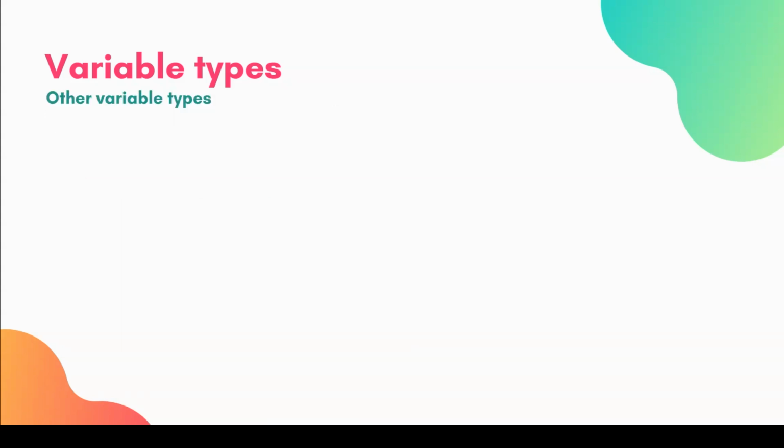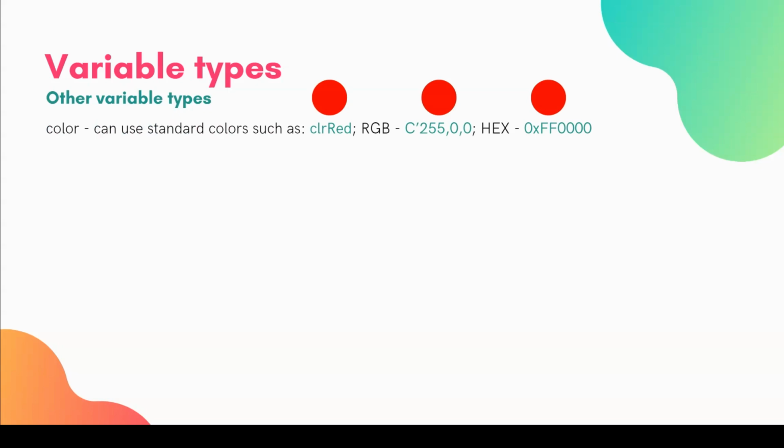The other types of variables you may come across are color. We can use color for things like setting line colors on the chart or button colors. We can set the color using a standard variable here, clrRed, which is a standard one in MetaTrader 5. We can give it an RGB code, starting with a capital C, a single speech mark, and then 3 numbers separated by commas, so 255,0,0, which gives you the same red color as clrRed. We can also use a hex system if you're familiar with that, starting with 0x, and then we can use FF, which is the equivalent of 255, and 0000.